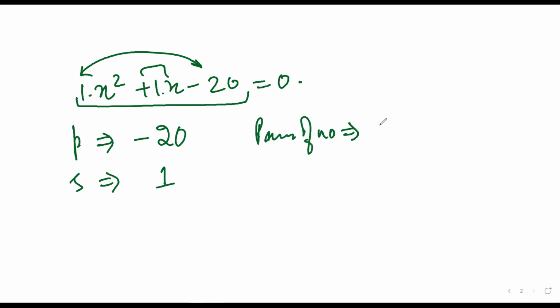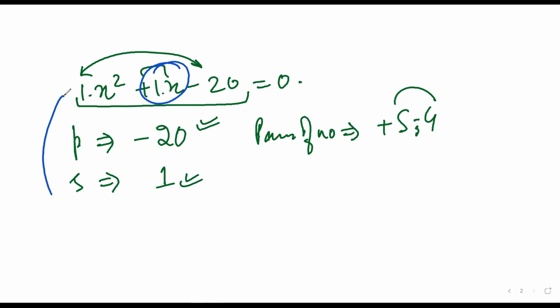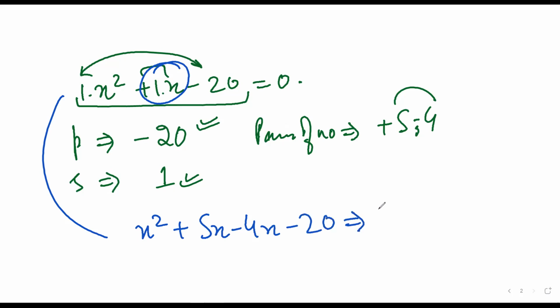So, what would be the pair of numbers? Minus 4 and 5? Why? Because the product is minus 20, but with minus 4 and 5 the sum would be minus 1, so I'll take this as 5 and minus 4 so that the sum is 1. Mr. Sarthak, any doubt? No. So, I have to split this. I can write this as x square plus 5x minus 4x minus 20 is equal to 0. Any doubt? No.